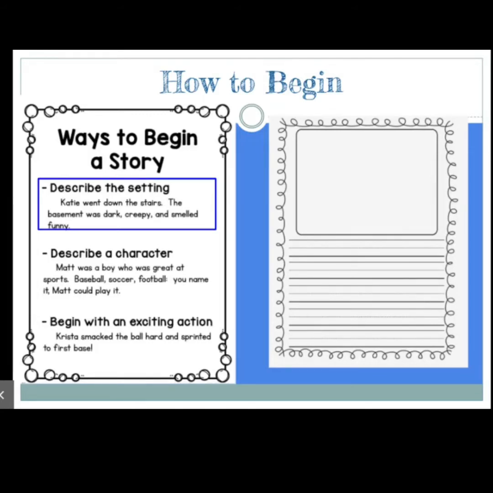Maybe you like one of these ways. Maybe you have your own way. So what I'm going to do right now is I'm going to show you this first one, describe a setting. Here's an example. Katie went down the stairs. The basement was dark, creepy, and smelled funny. So if I were going to use that idea of describing the setting first as the way to begin my story, this is what it might look like.